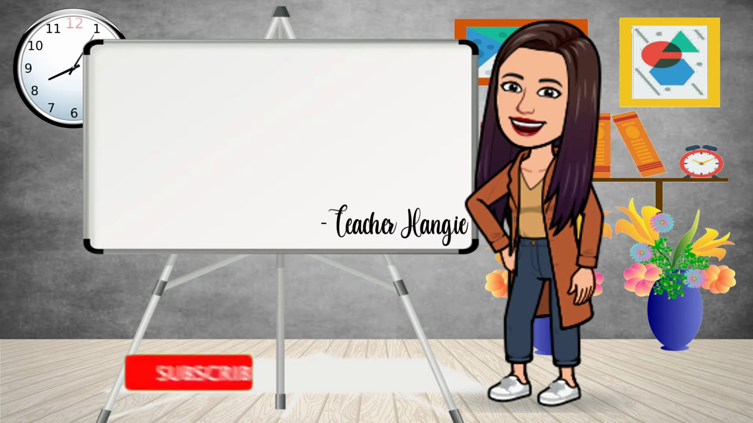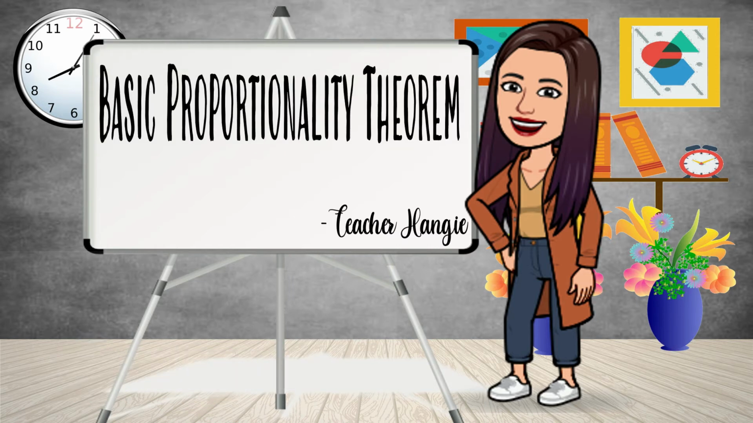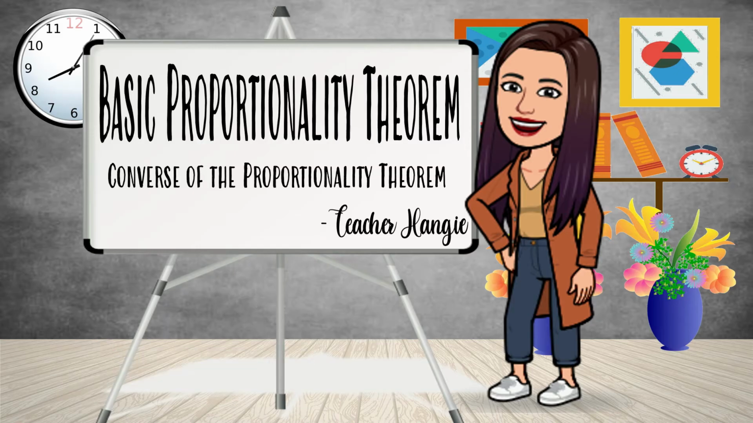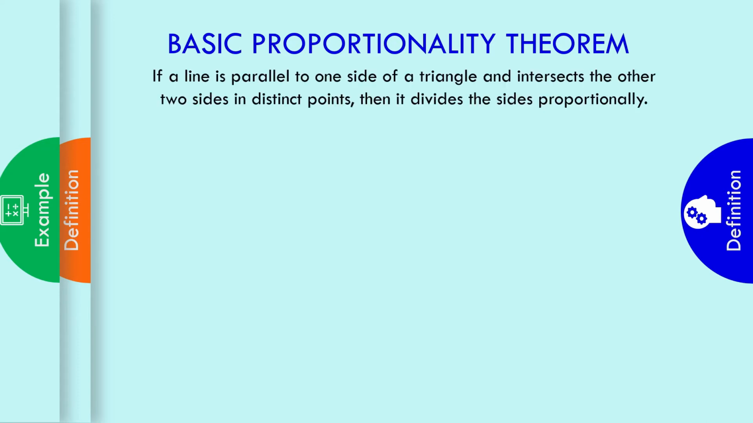For today's tutorial, our lesson is about the basic proportionality theorem and the converse of the proportionality theorem. So first, let us define what is the basic proportionality theorem. The basic proportionality theorem, or the triangle proportionality theorem, states that if a line is parallel to one side of a triangle and intersects the other two sides in distinct points, then it divides the sides proportionally.